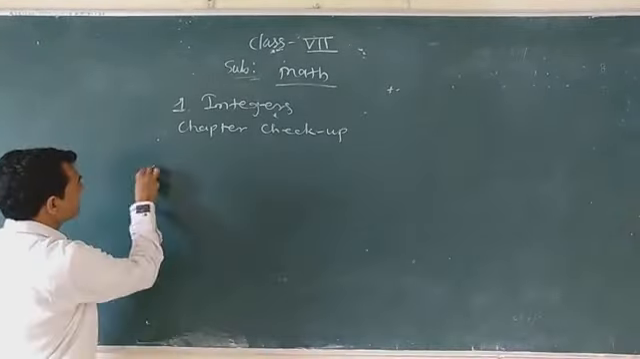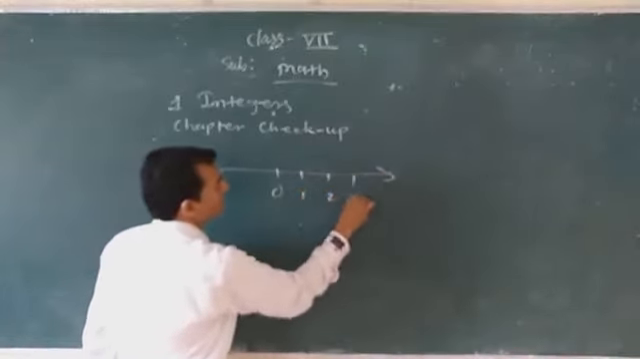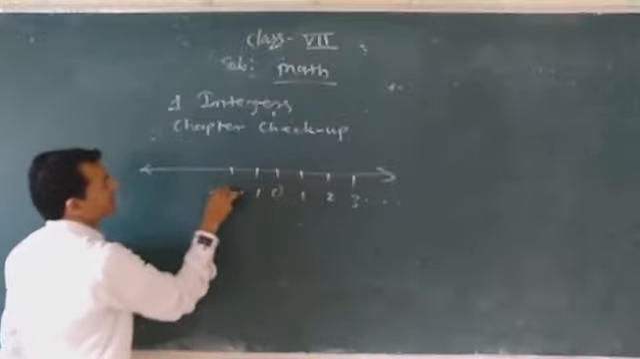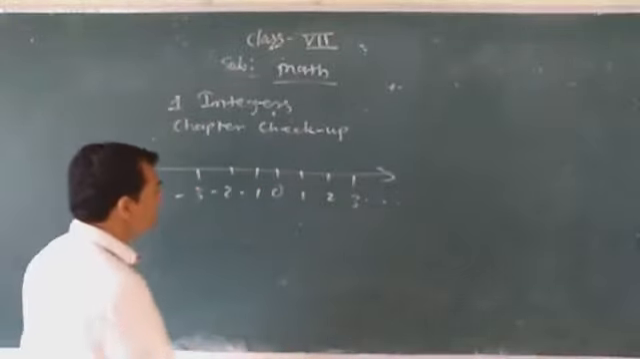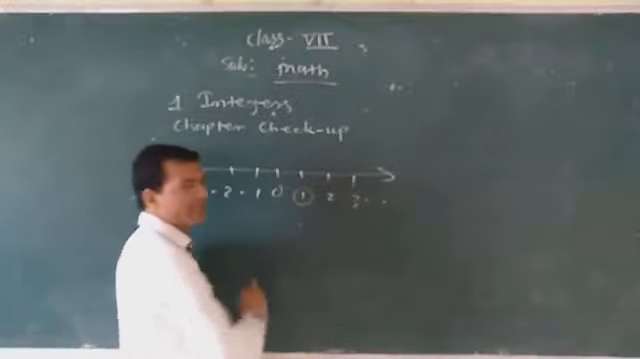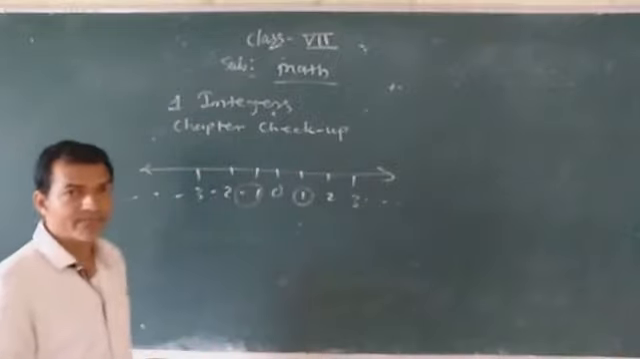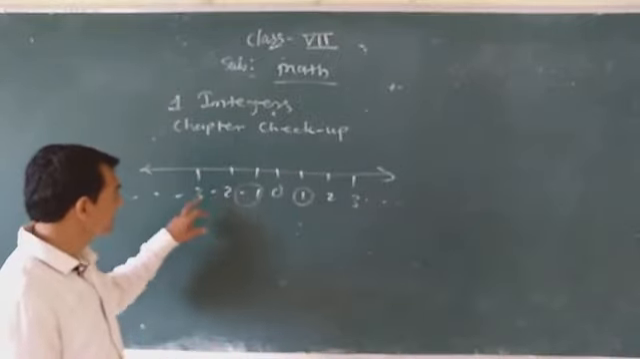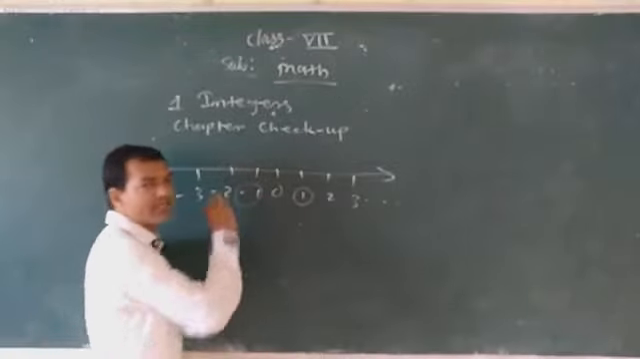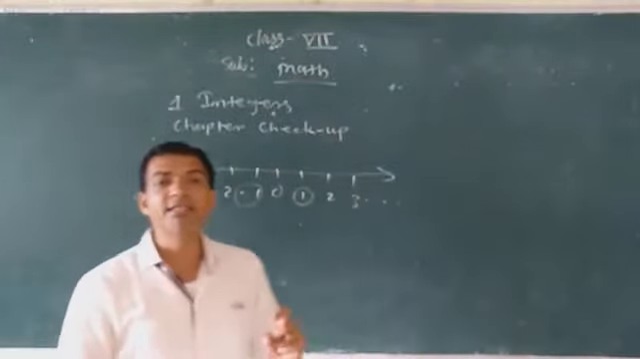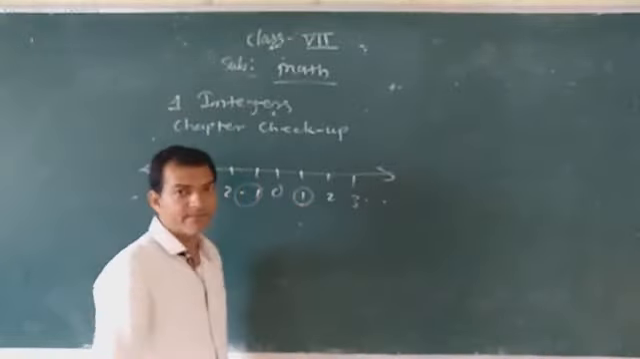Suppose this is the number line: 0, 1, 2, 3. Here minus 1, minus 2, minus 3, like this. This is the smallest positive integer, and this is the greatest negative integer. The numbers keep getting smaller in this direction. So the greatest negative integer is minus 1, and the smallest positive integer is 1.